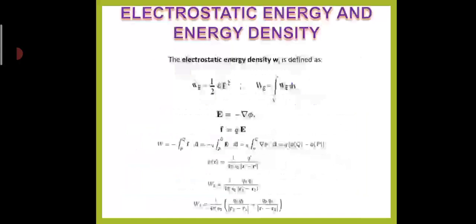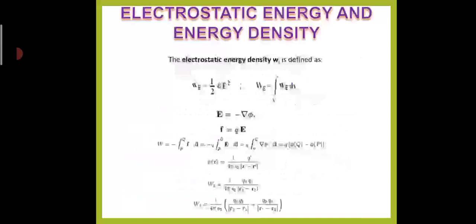Another important formula, the electrostatic energy density W_E is defined as W_E equal to 1/2 epsilon E square. So W equal to integration of W_E into dV, and E equal to minus del phi, F equal to Q into E, and W equal to integration from P to Q of F dot dl, equal to minus q integration from P to Q of E dot dl, and equal to q integration from P to Q of del phi dot dl. And so W equal to q in square brackets phi at Q minus phi at P.